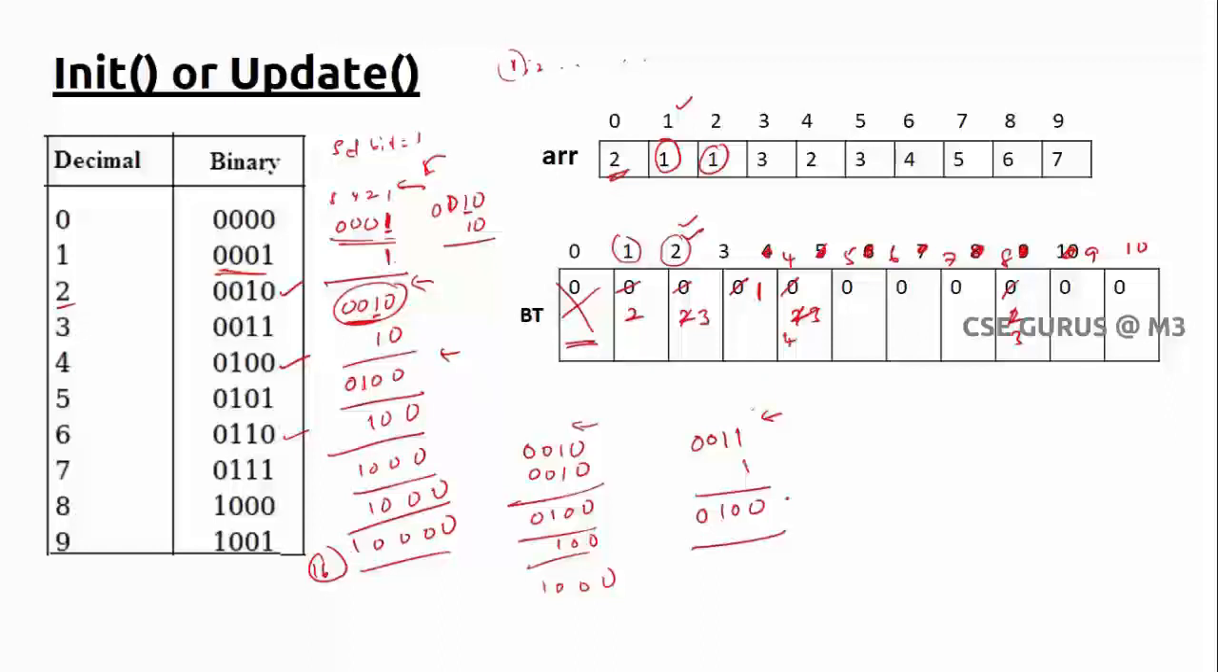Now after 4, what is the rightmost set bit? 1 1 0 0 you have. So 1 0 0 you add, go to the 8th position. So 3 plus 1 which is 4. Right? So like this. So that is over.